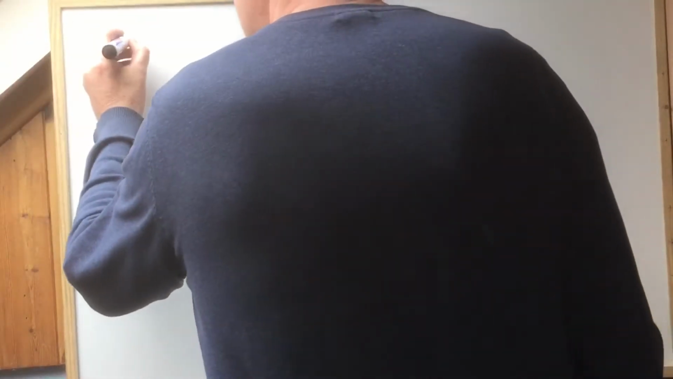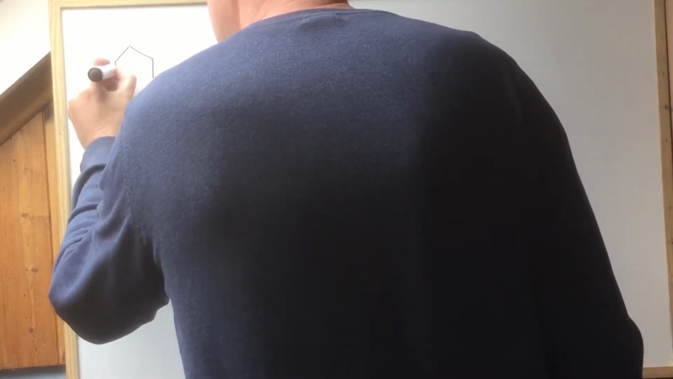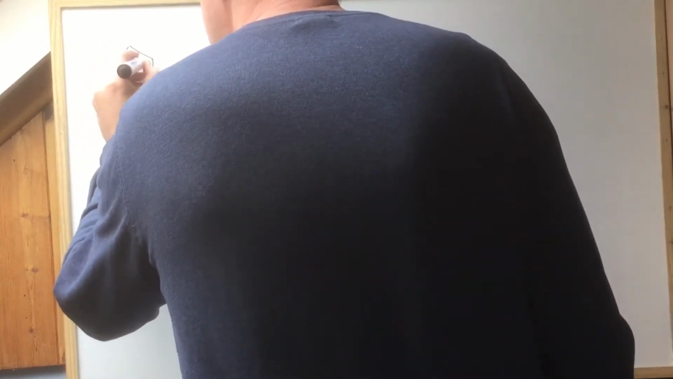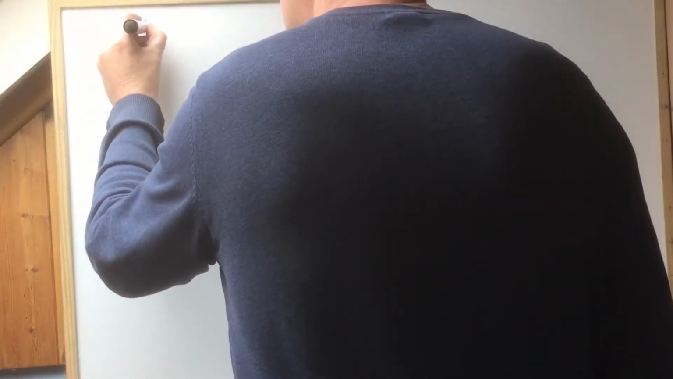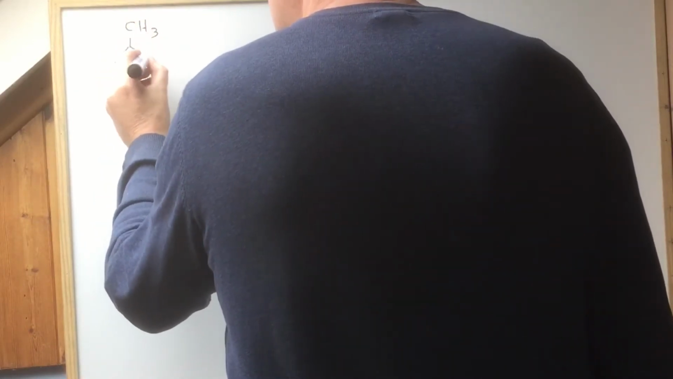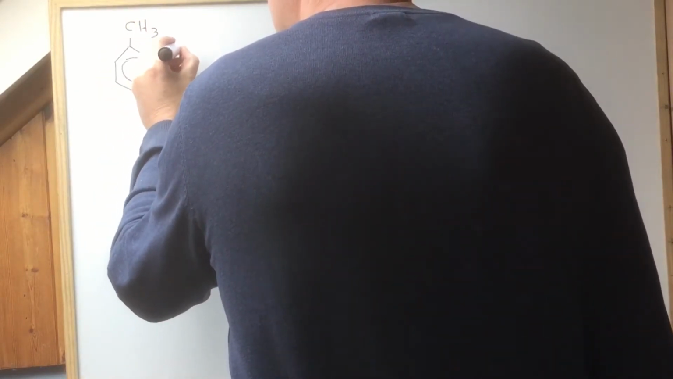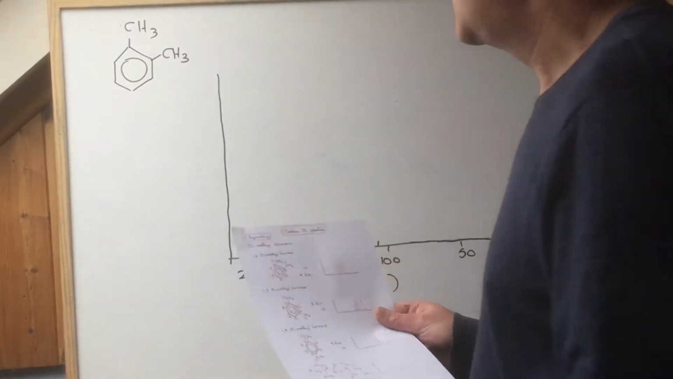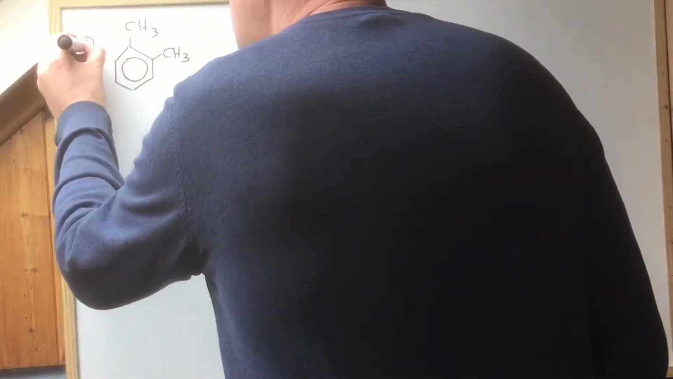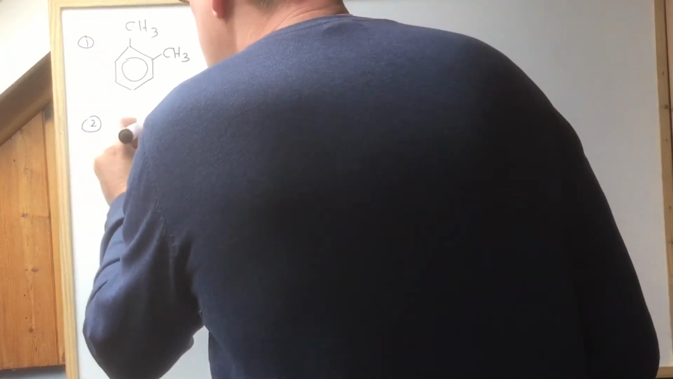Okay, number 1. Benzene ring, beautiful. Methyl group on there. My question to you is very simple: how many different carbon environments are in that molecule? Think about it. I'm going to do that one, call it number 1. I'm going to do this one, call it number 2.